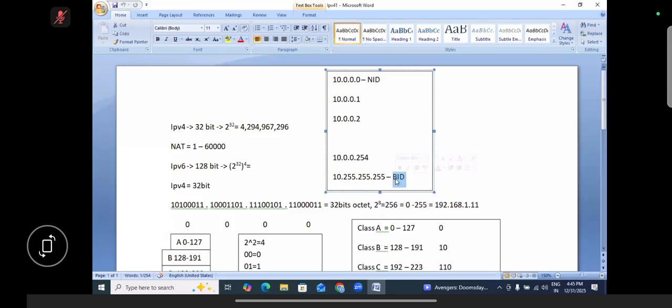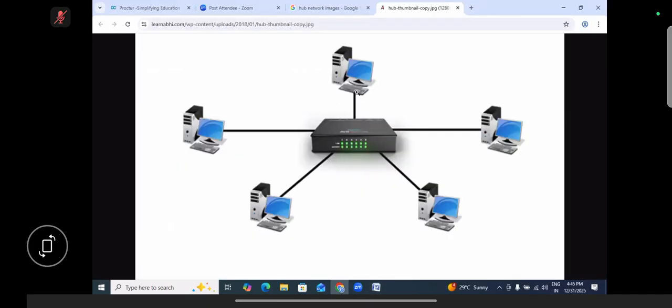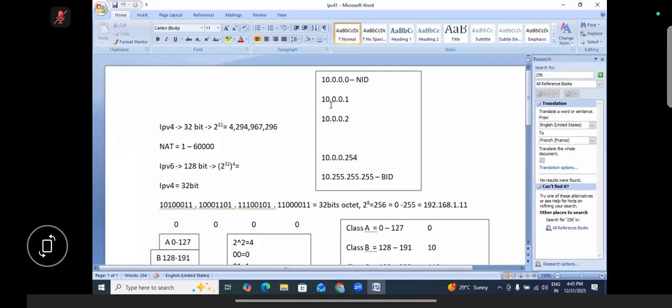And broadcast ID: I'm teaching, I'm doing broadcasting. So what I'm trying to teach, everybody can listen. So all the host bits, if they become ones, that is the broadcast ID. And network ID and broadcast ID, both IDs we are not going to assign to machines. Only valid IP addresses we are going to assign, 1 to 254. Got it now?